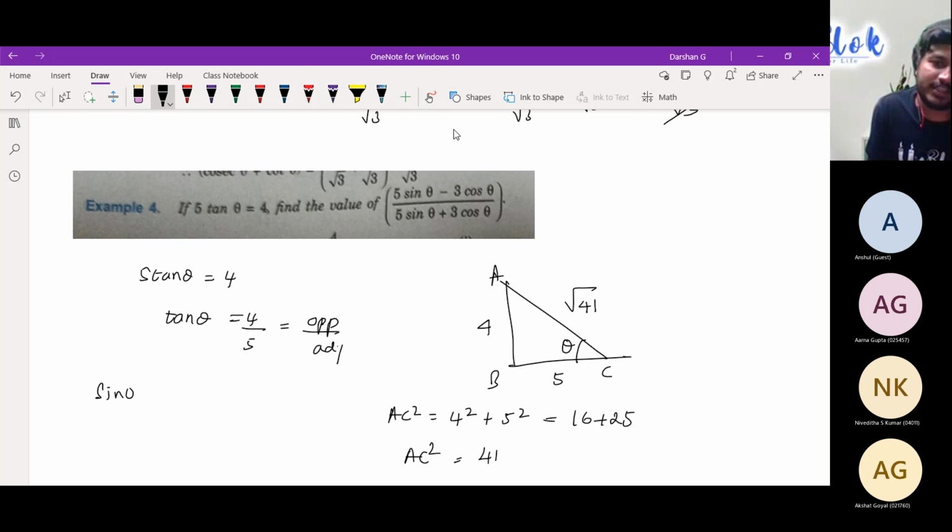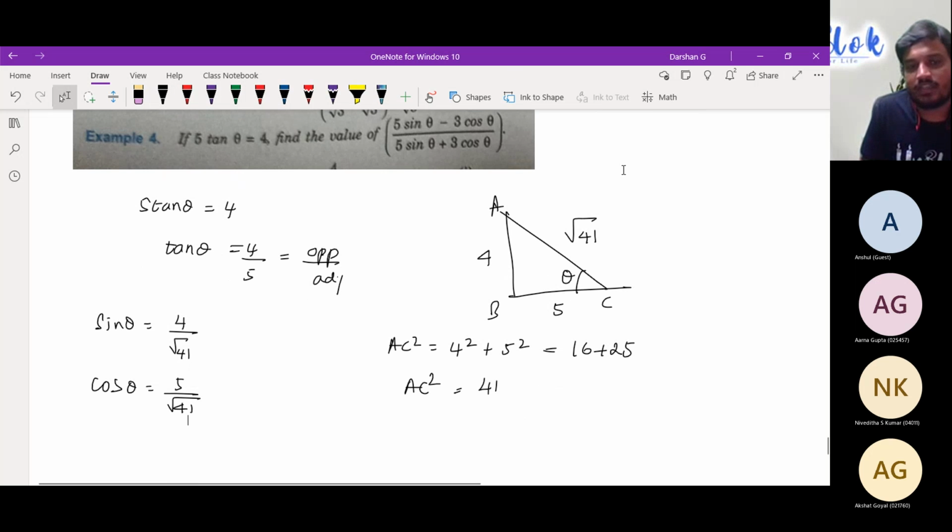From here, I can find what sine theta is. Sine theta is 4 by root 41. What is cos theta? Cos theta is 5 by root 41. Put it in the given question and you will get your answer. There are other ways also. You can go with any other way. No problem.